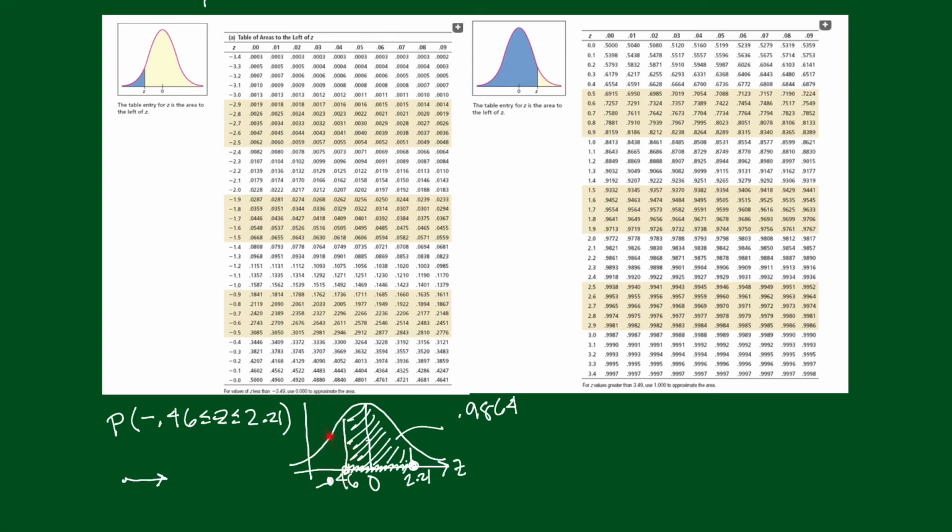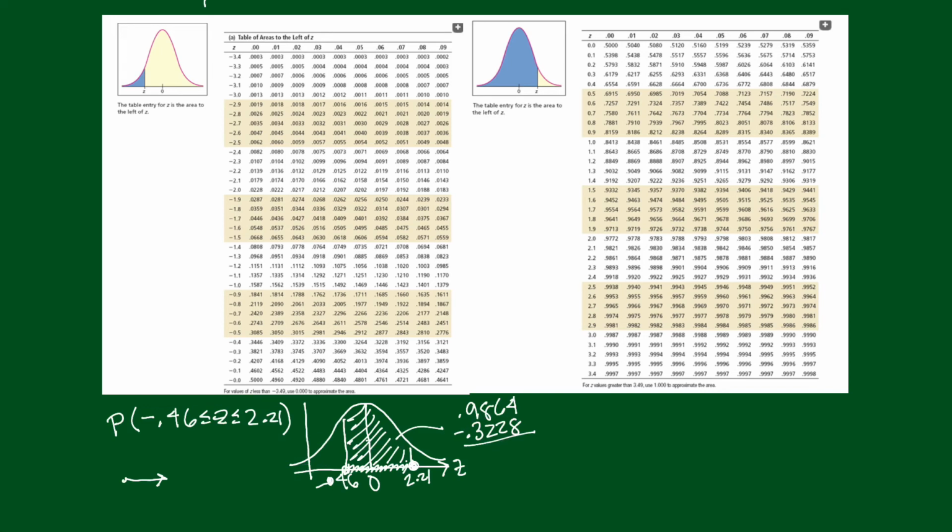0.46. Now it's negative, so I'm going to go over to negative 0.4, over to the 6th column. I think that's it. Did I get it? Yeah. All right, so negative 0.46, 3228. All right, so minus 0.3228. All right, so this number here is all of this. This number here is this part right in here.